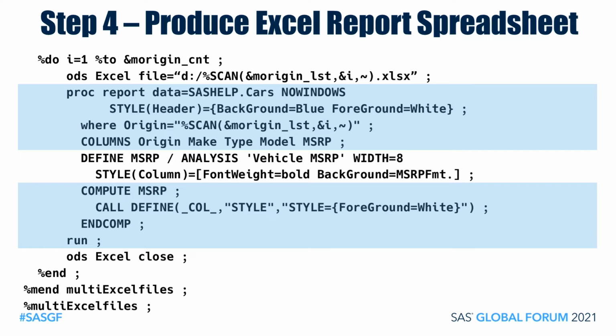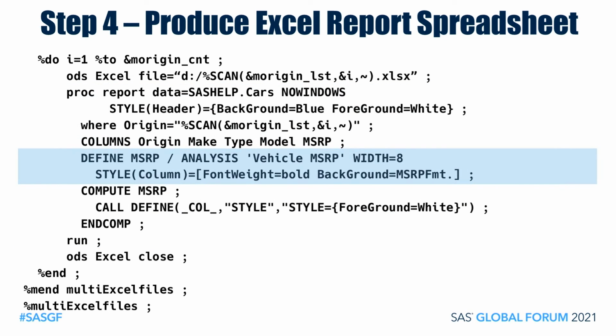And we specify the columns we want in each of the spreadsheets. And then we're going to compute our MSRP value if we need to. In this case, we're just assigning a foreground, a text color of white. Continuing this, now we want to leverage the MSRP format we created earlier with proc format, and we're going to do this to assign a background color just for the MSRP value. So it's going to be based upon the four colors that we specified in our proc format.